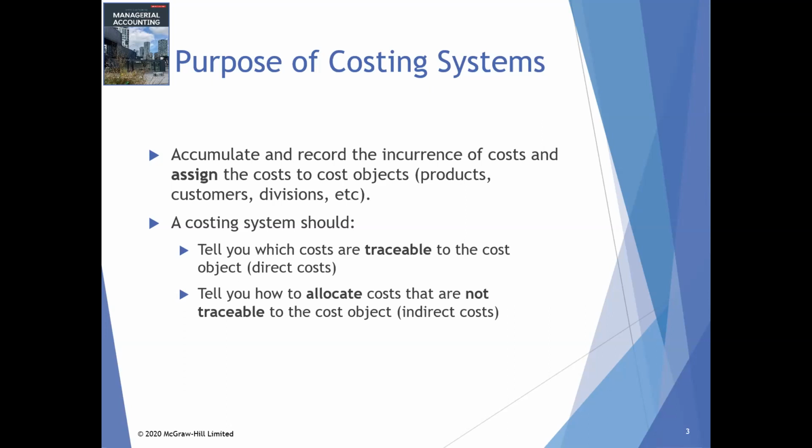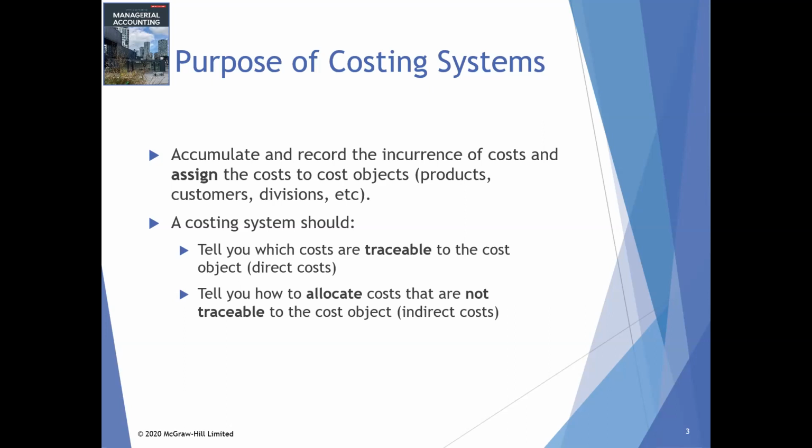A cost system should tell you which costs are traceable and which costs are non-traceable. So here the costing system will be prepared in such a way that it explains which costs are traceable to the cost object, I mean direct cost, and it also tells you how to allocate costs that are not traceable to the cost object. It means direct cost, traceable and non-traceable.